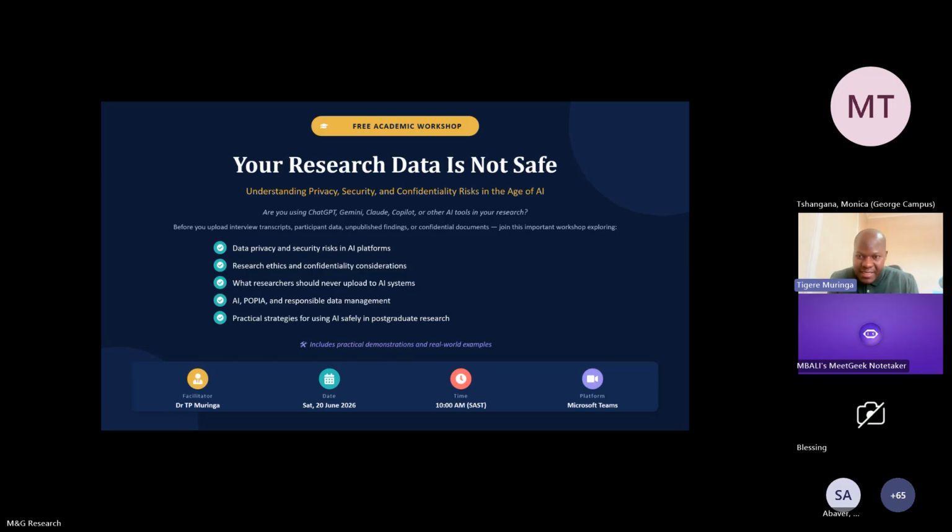And I want to reiterate that you should never use AI platforms as your private notebooks. Don't disclose too much. Only provide information that is necessary at that particular time.